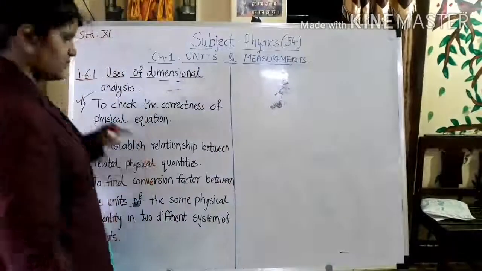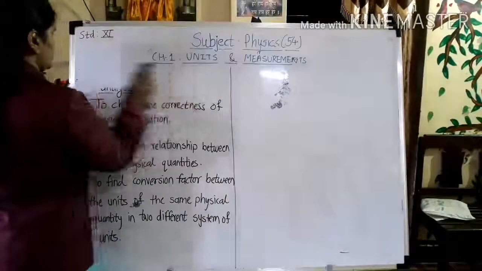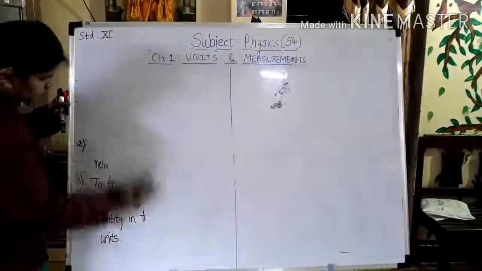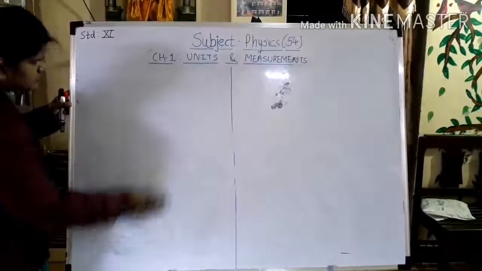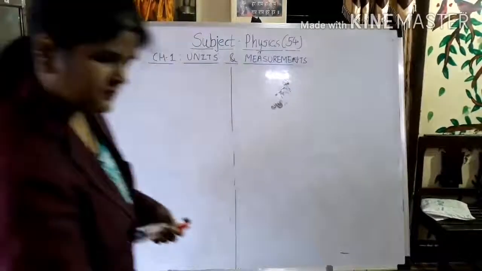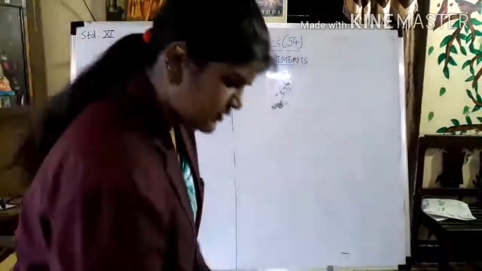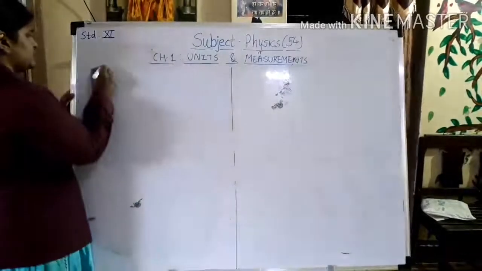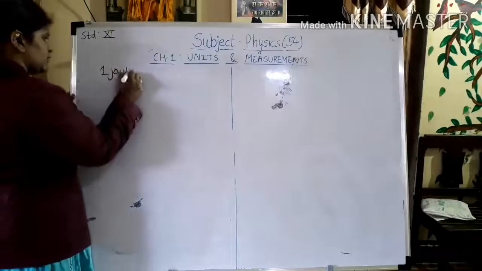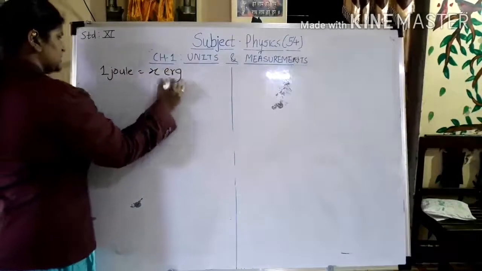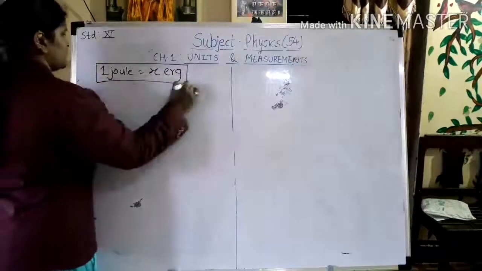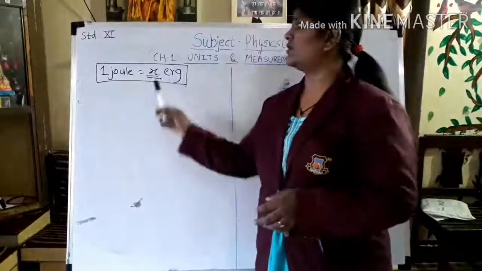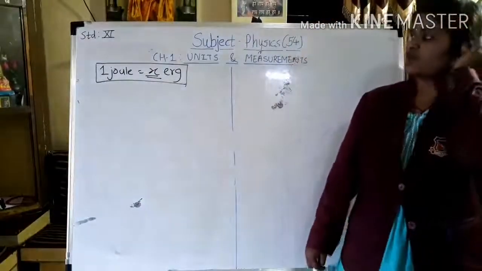I will rub this too. So we will take two examples of the third use, which is conversion factors of a physical quantity between two different systems of unit. The first one that we are going to see is 1 joule is equal to X erg. This X is nothing but the conversion factor that we are going to find out. What is X?